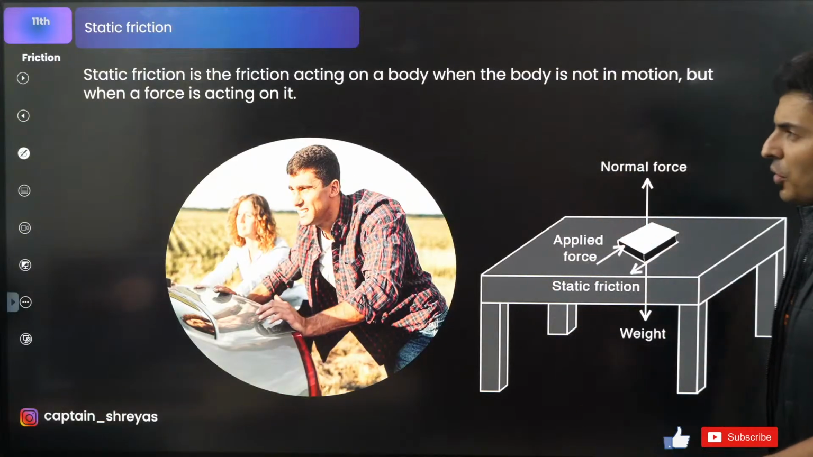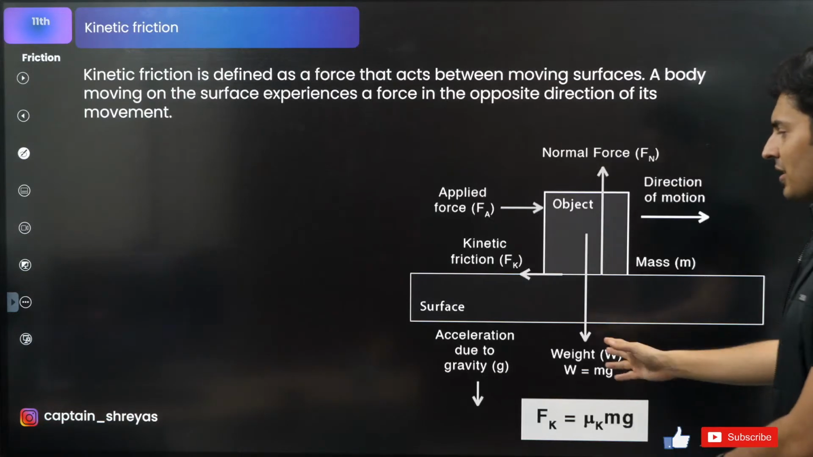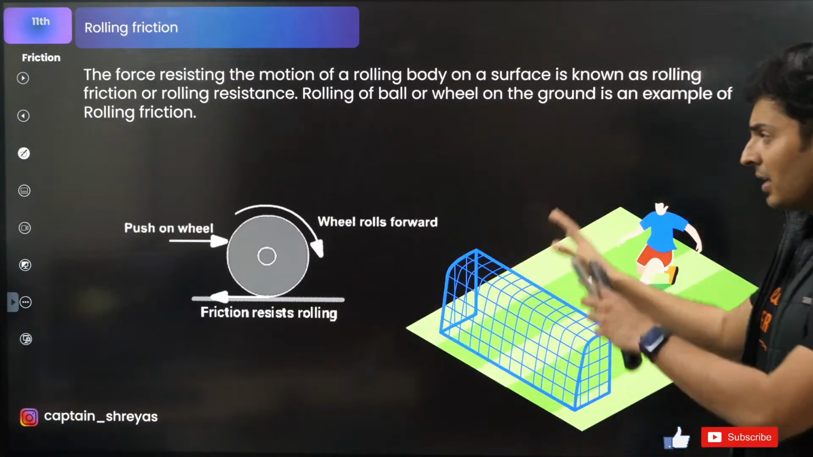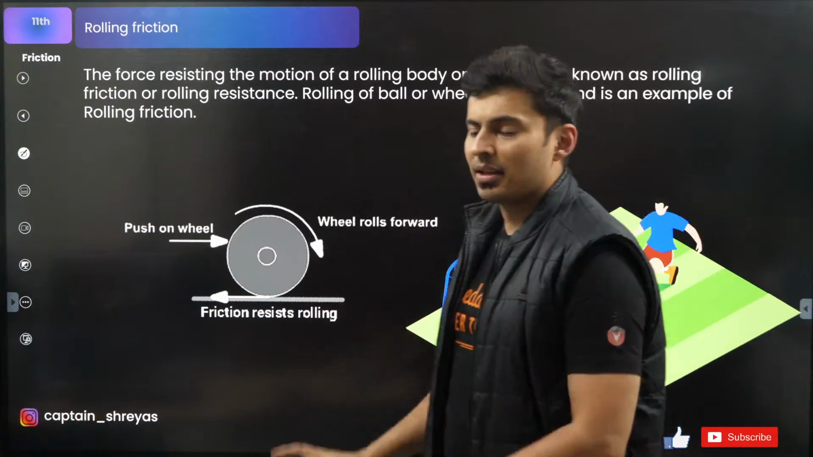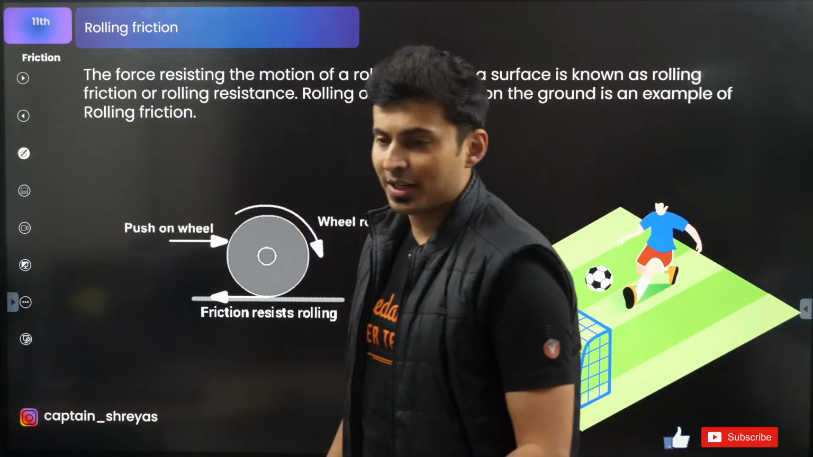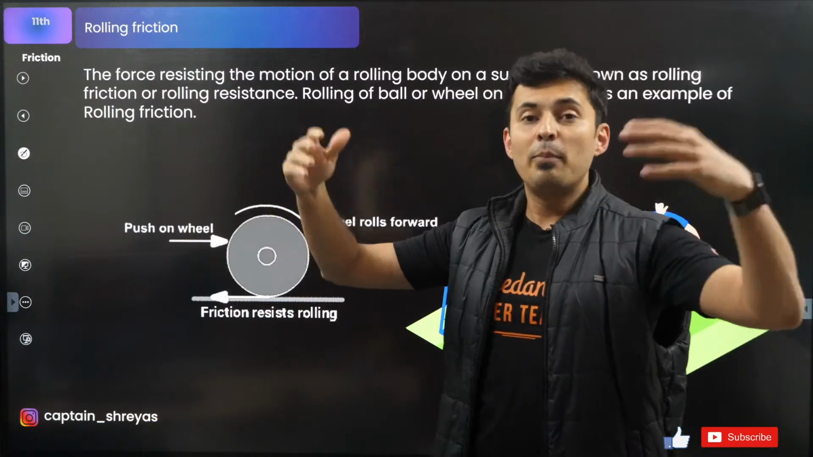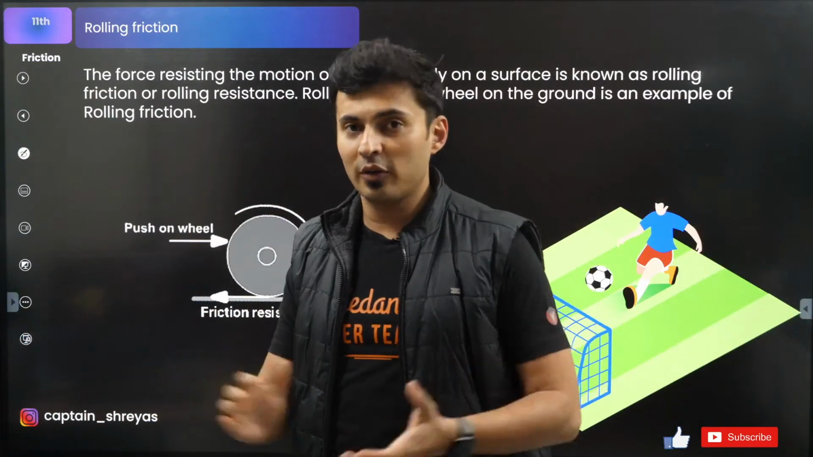Now, I have kept all the theory slides in written form also, just in case you want to watch them later on. All the things, coefficient of friction. Now, let me just give you a small idea about rolling friction. You would have seen that the invention of the wheel was a big invention in the history of mankind.